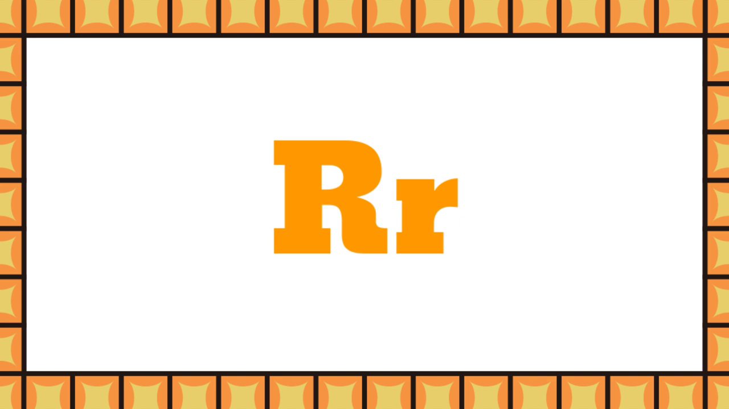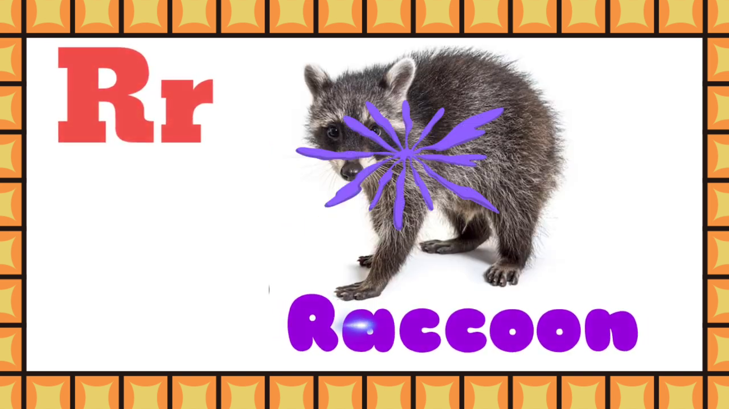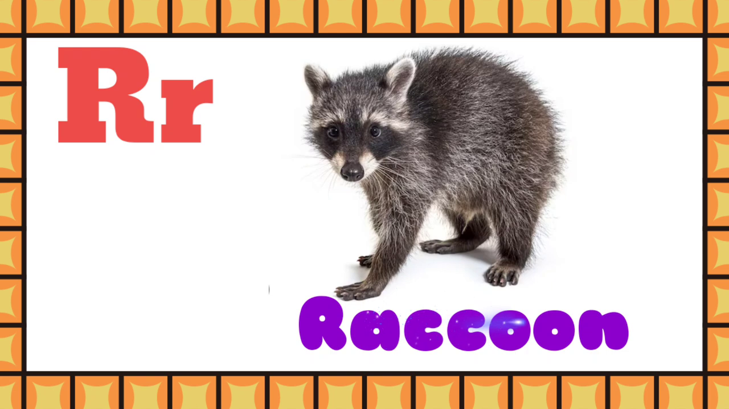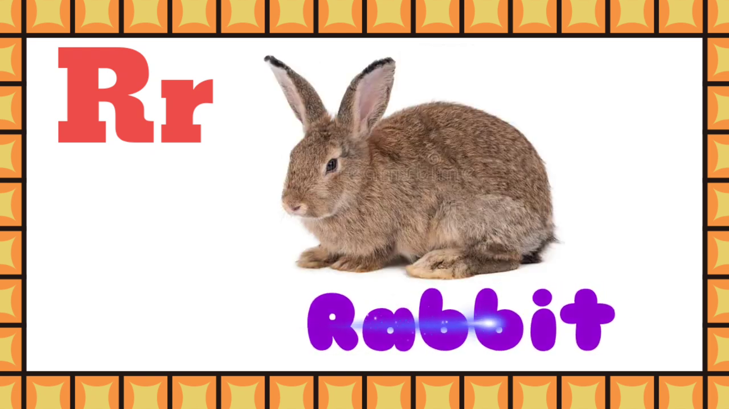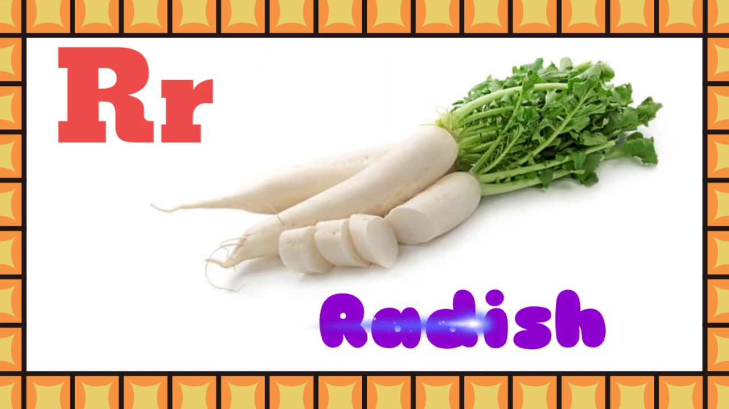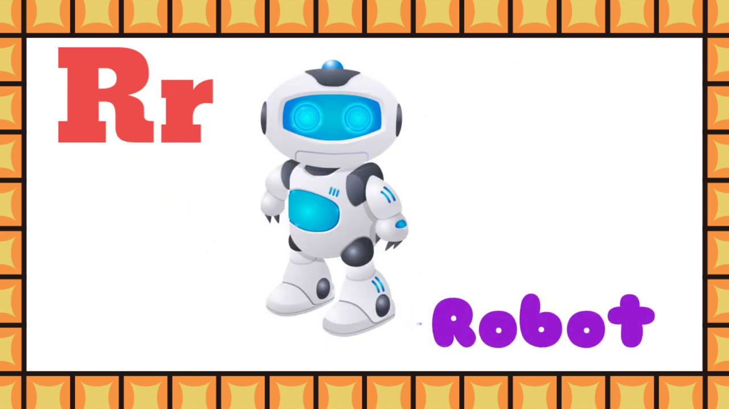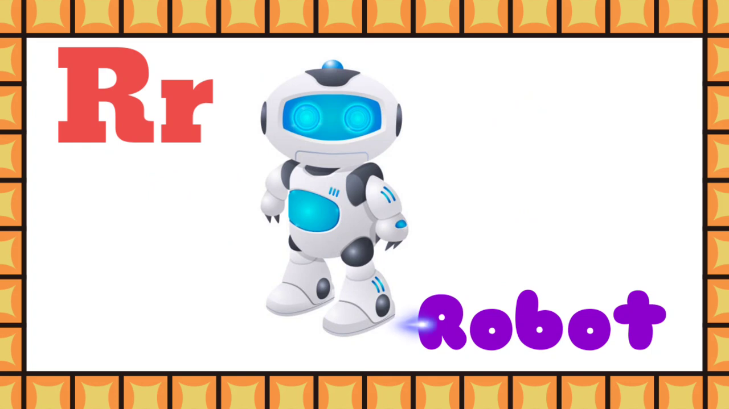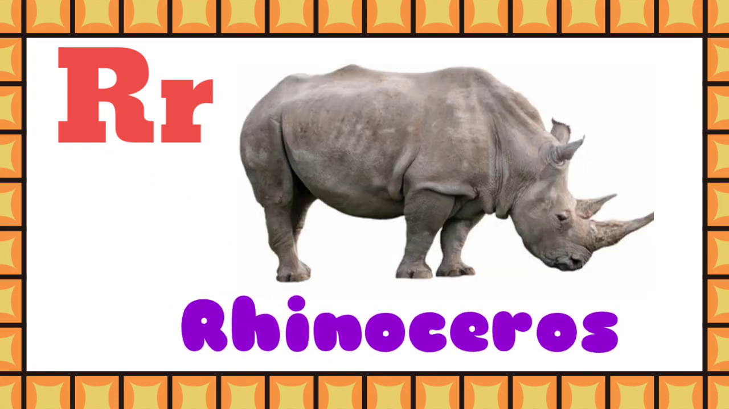Here comes your letter R. R for raccoon. Raccoon. Rabbit. Rabbit. Radish. Radish. Another for R, robot. Robot. And last one, R for rhinoceros. Rhinoceros.